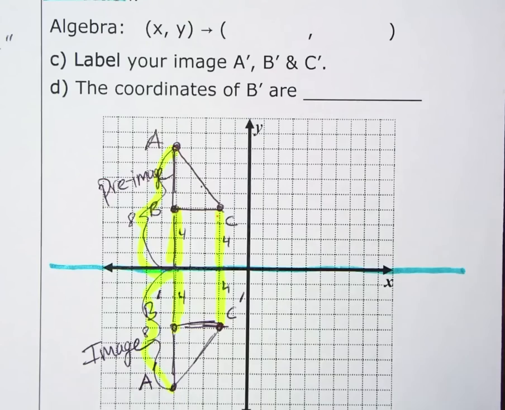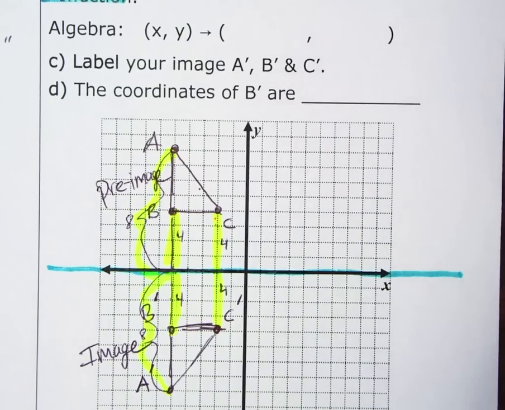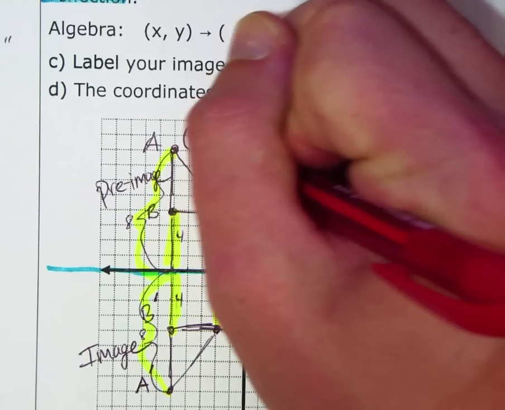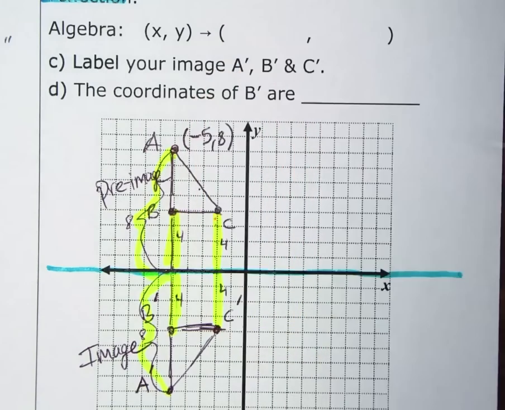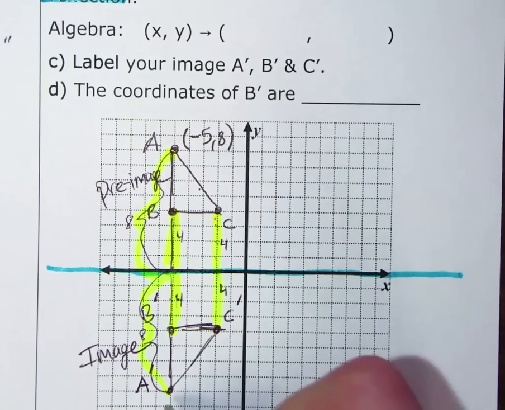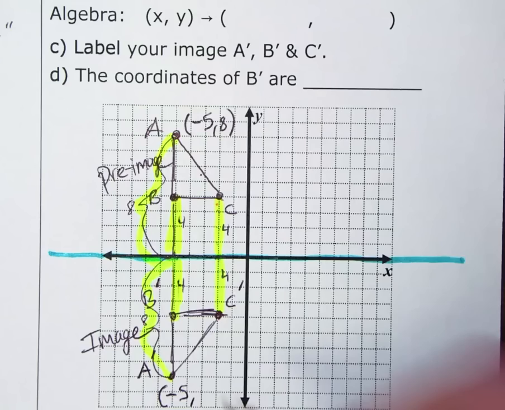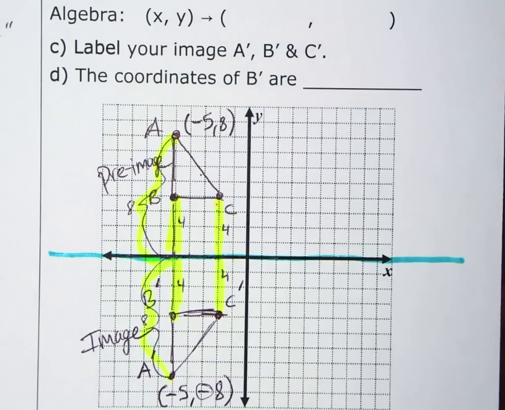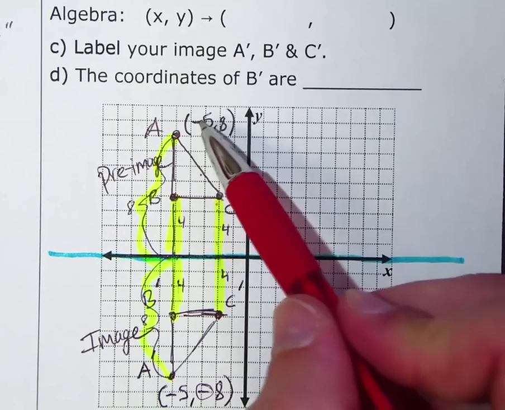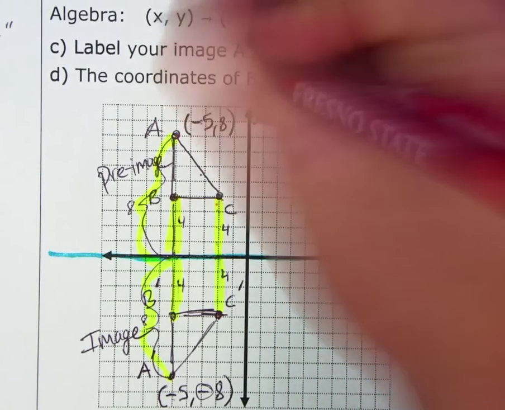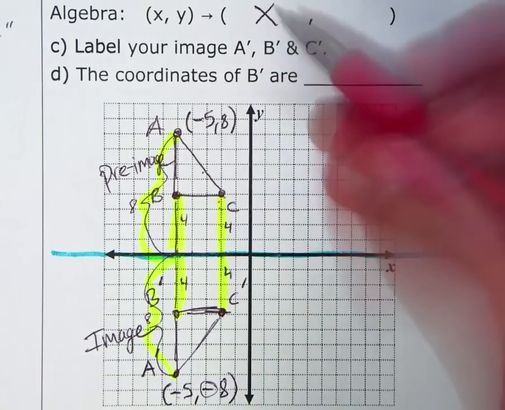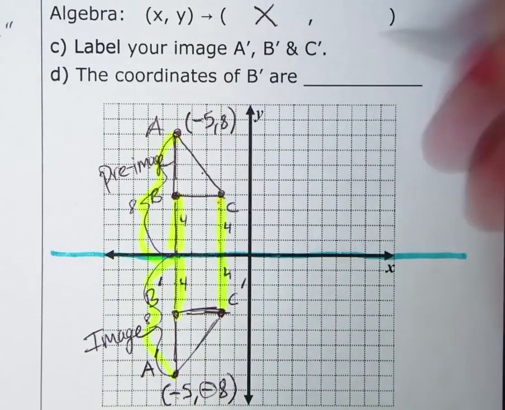So is there potentially a rule that we could write in algebra? Well, take a look at A, for example. A was -5, 8. What did it end up with after the reflection? Still -5, but it's now -8. So that's what changed. So notice how the x-coordinate stays the same. So whatever your x is, leave it alone. Whatever your y is, I want you to take the opposite.